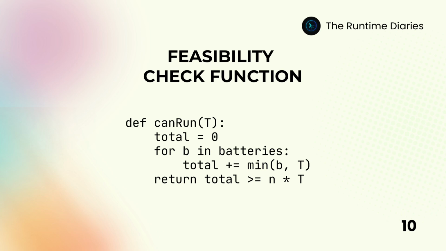Capping each battery at t minutes ensures we never overestimate the available energy. Compare total to n times t, and that's it.